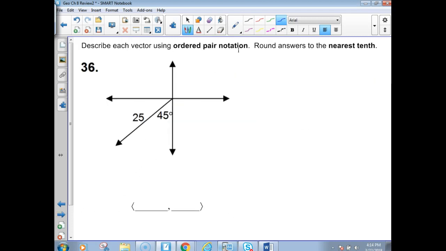36, describe each vector again. We're going to go from the tip of the vector up to the x-axis. This will be y, this will be x. We're still going, and that 45 degrees is not even inside this triangle. So since this whole corner is 90, 90 minus 45 would give me another 45 right there. Okay, so I'm going to stick with using things by the x-axis. So I have adjacent and hypotenuse. Cosine 45 equals x over 25, and sine 45 equals y over 25.